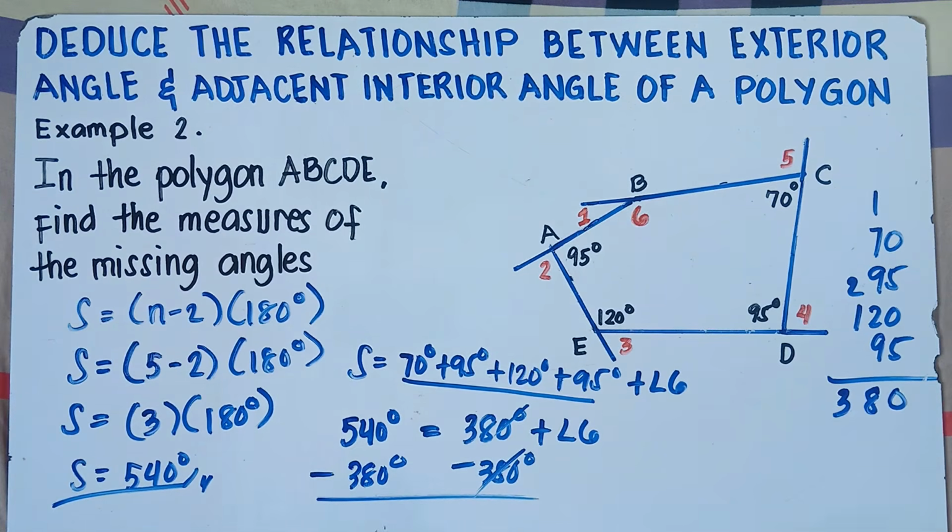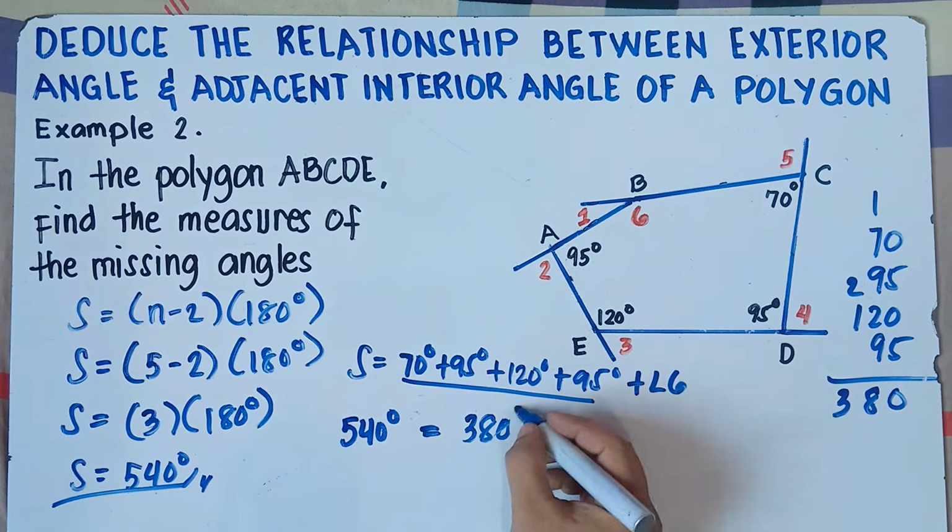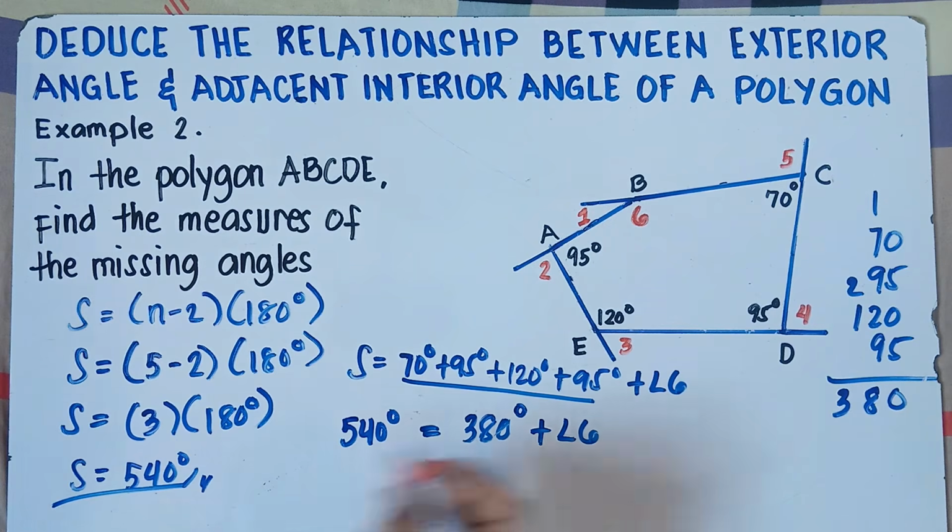But once again, class, most of the students are so confused with these properties of equality. So if you're confused, class, with these properties of equality, you can just simply transpose 380 from right to left.